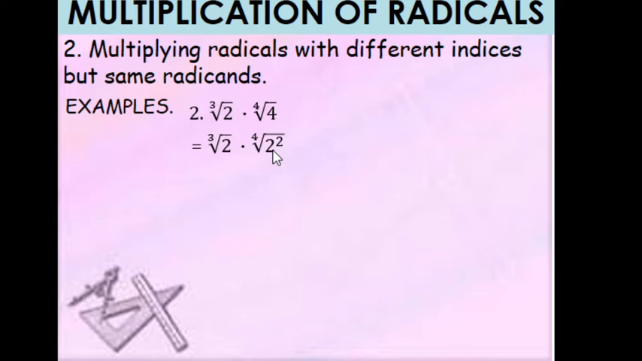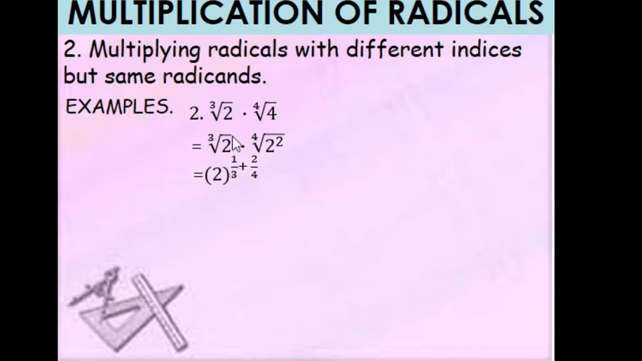Again, ang gagawin natin is to transform the radicand into rational exponents. Kailangan ulit natin itong i-convert into rational exponents. Again, yung exponent nito, dahil walang nakalagay, this is 1, and this is 2. So this will become 2 raised to 1/3 times 2 raised to 2/4.